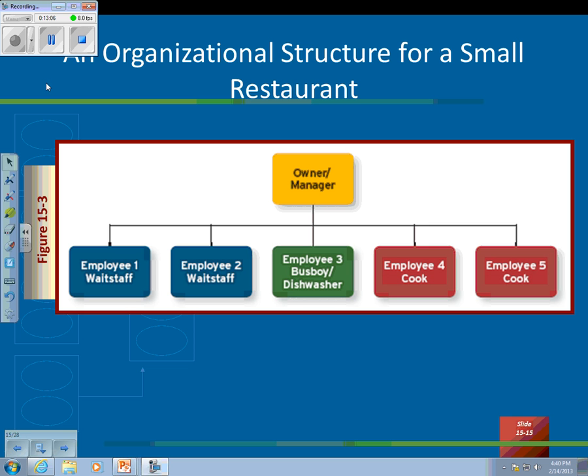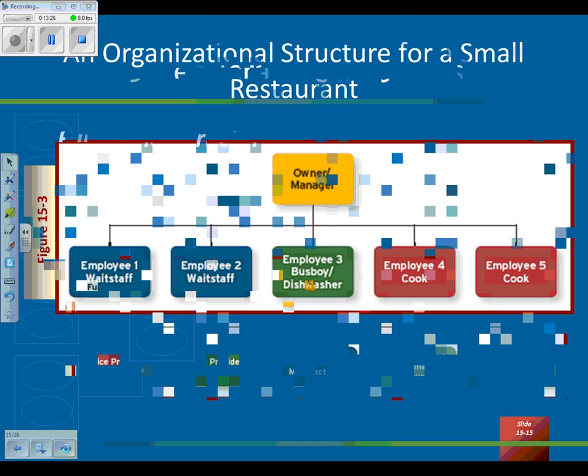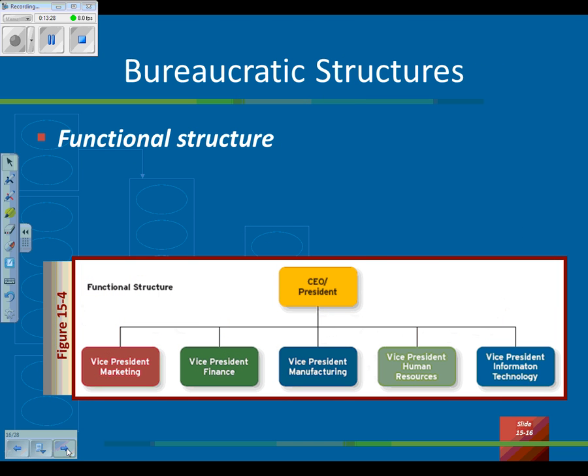Okay, here's an example of that small restaurant. 6 people in the organization, owner, manager. Each person has a separate, not terribly sophisticated job description. And then we see one that is a flat organization.